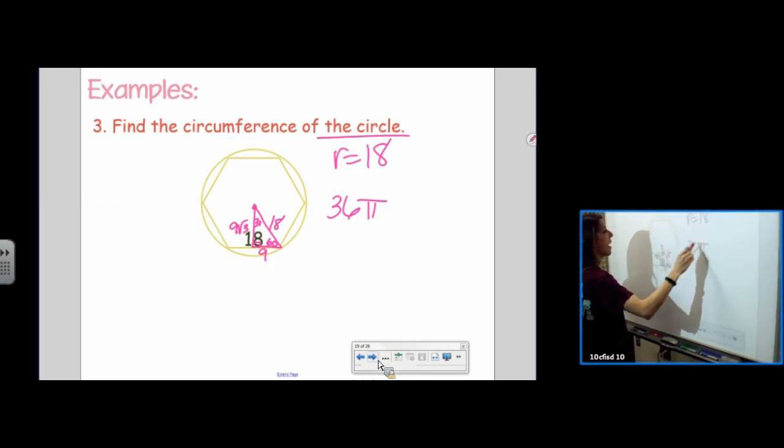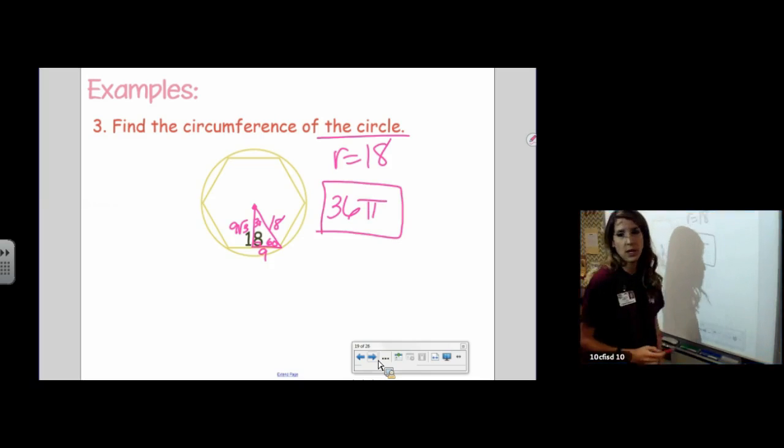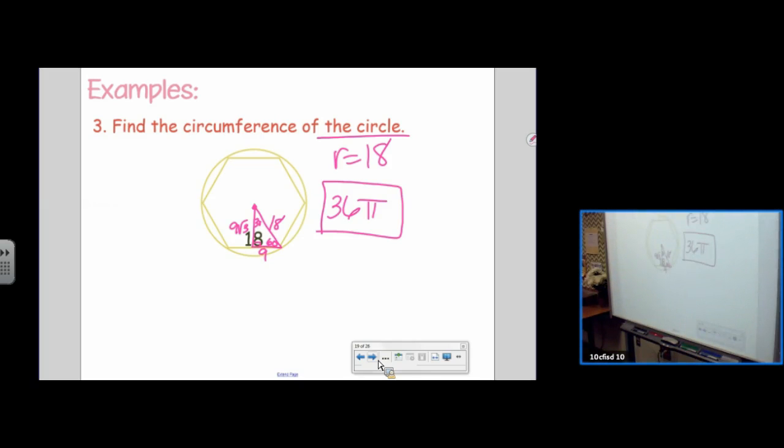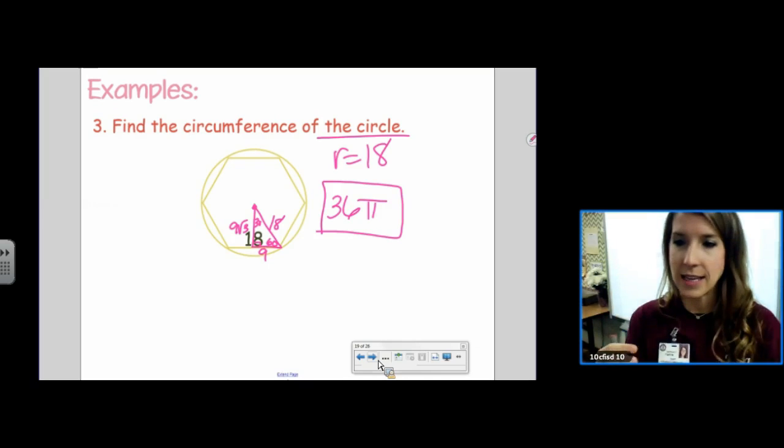We don't forget pi. We don't have any units, so we don't put units. Cool? We needed the radius. It helped us find the diameter, and then pi d. Okay.